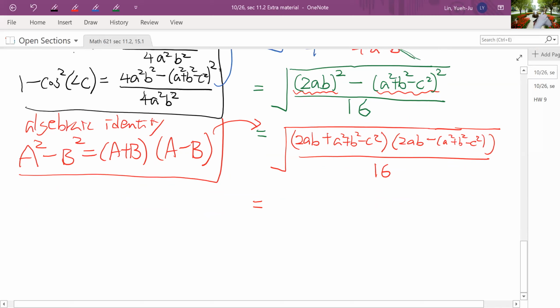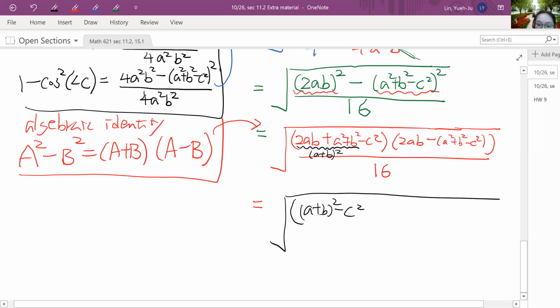Okay, so now let's see. I have, let's say, 2ab plus a squared plus b squared. This is going to be a perfect square. So I essentially rewrite things and then rebundle it together. So this is essentially a plus b to the perfect square. So I have a plus b to the perfect square minus c squared. That's the first thing.